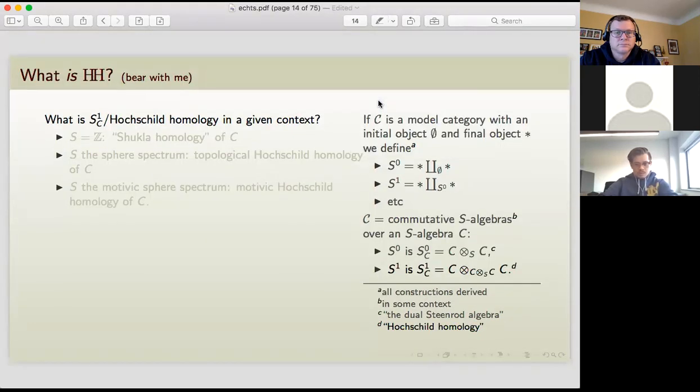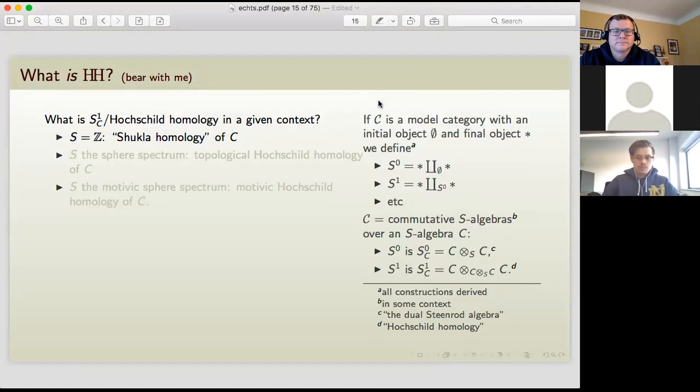And the 1 sphere, now you recognize the formula, is just what you get if you take 2 copies of C and tensor them together over the 0 sphere. And that is what I'll call Hochschild homology. The op that was on a previous slide has vanished because we're in a commutative setting. So to my mind, Hochschild homology is just the 1 sphere in the category of commutative S algebras over a particular one, namely C.